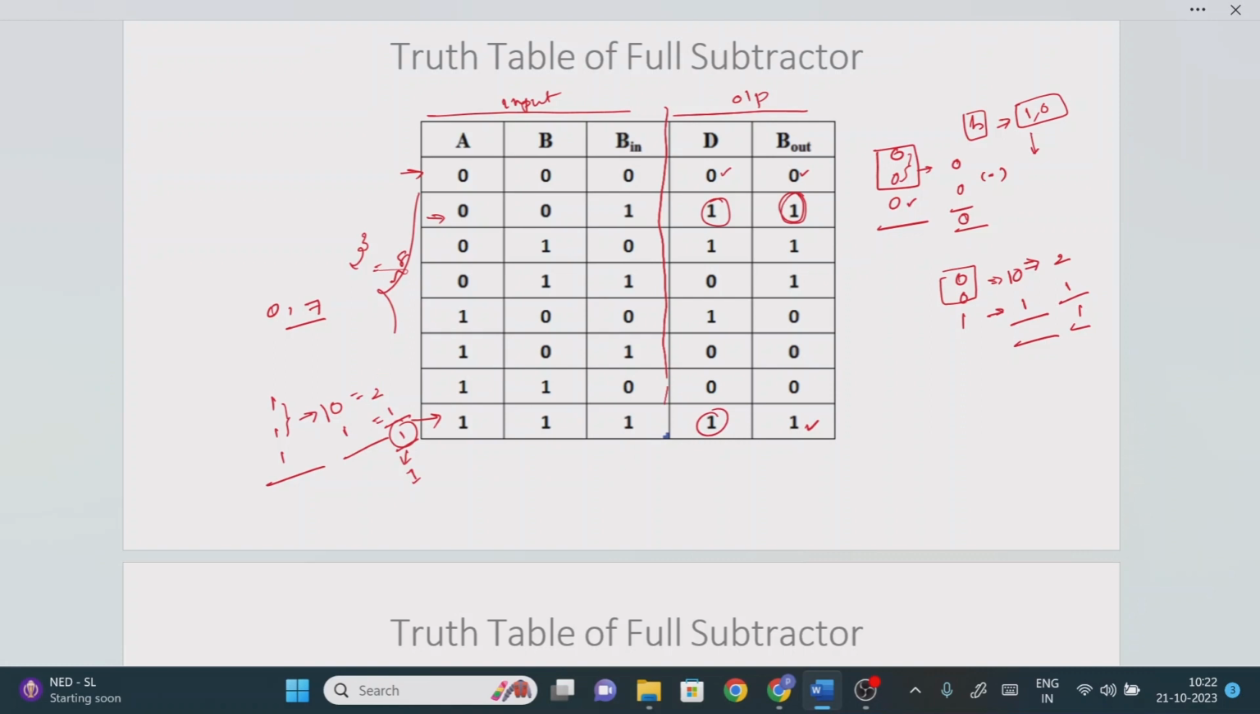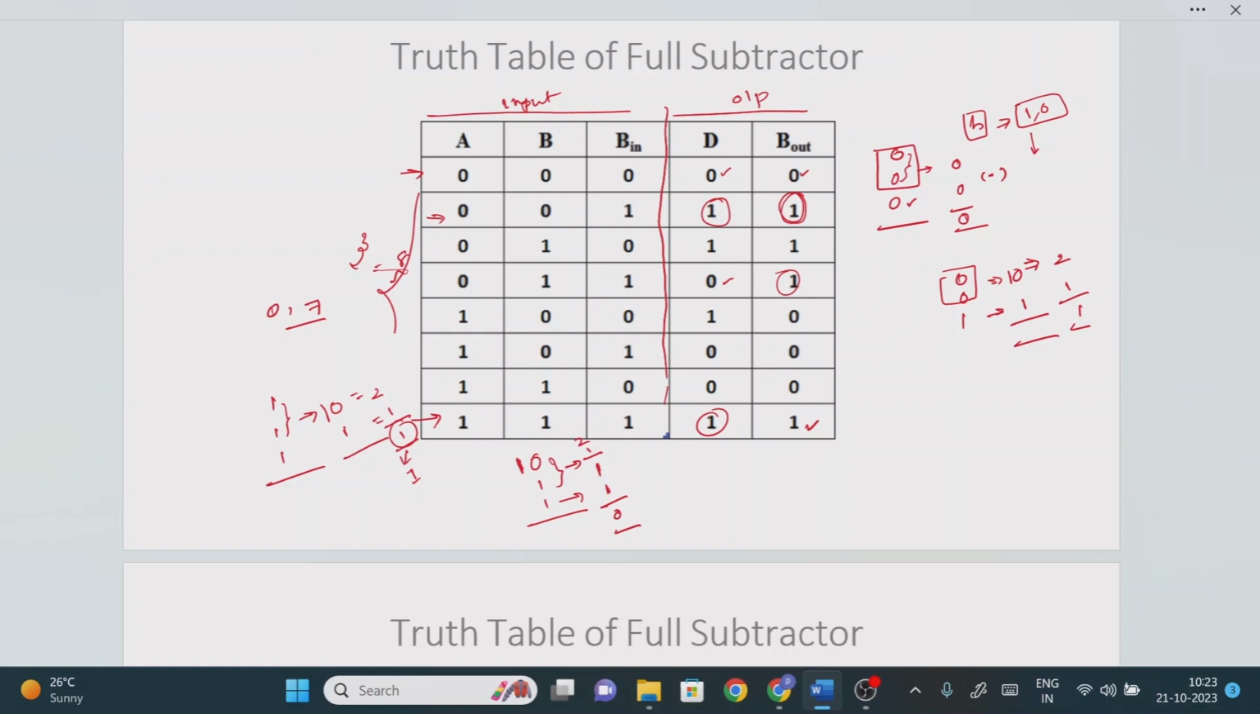Suppose you take 0 1 1. What is this value? Directly we cannot subtract, so we take the borrow as 1. In this case, here we keep the borrow equal to 1. Now we need to find the difference value. 1 0 minus 1 is what? 2 minus 1, which is nothing but 1. That should be subtracted with this third bit value. 1 minus 1 is what?